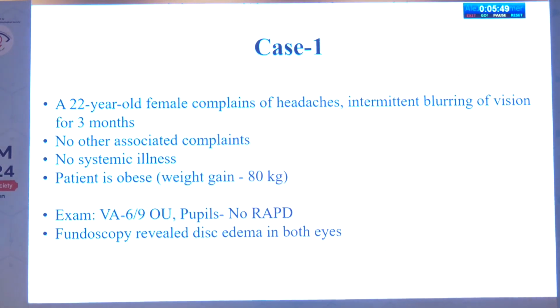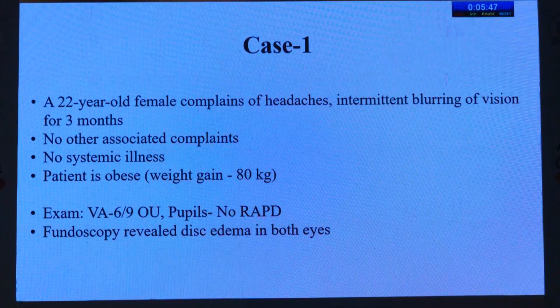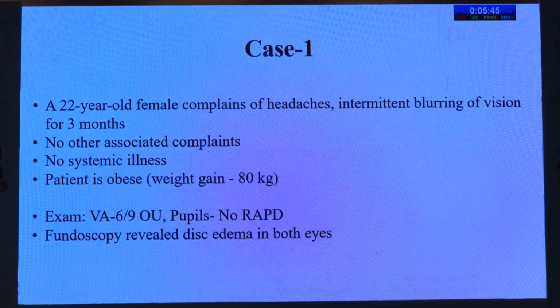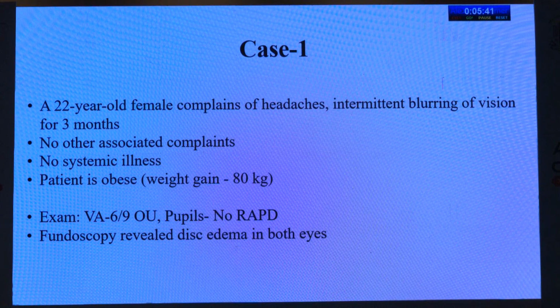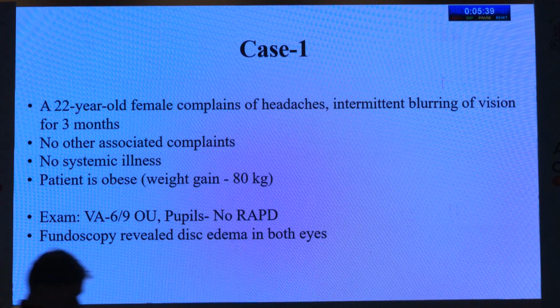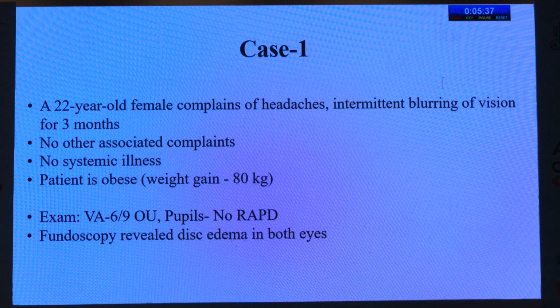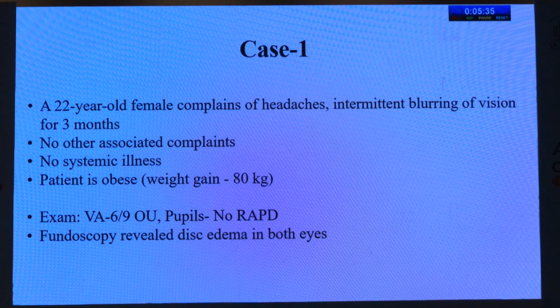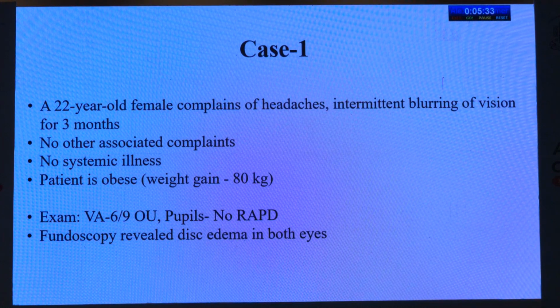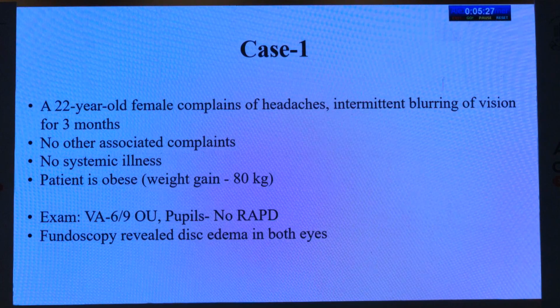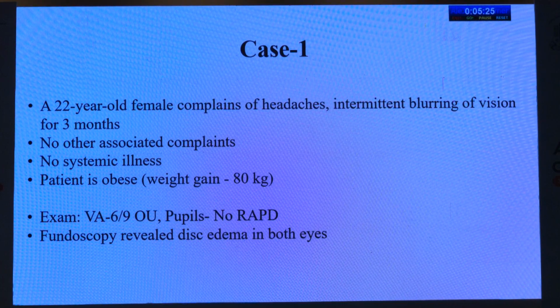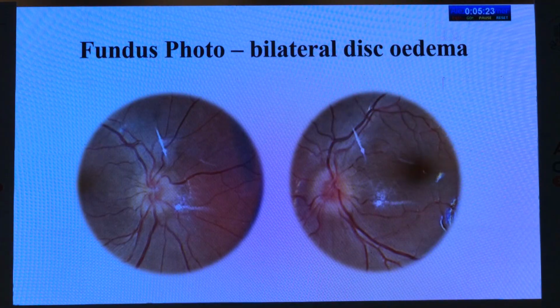My first case is a 22-year-old female with complaints of headache and intermittent blurring of vision for 3 months, no associated complaints, no systemic illness. But she gave a history that she had been gaining weight over the last 6 months, and when she presented to us she was around 80 kg. On examination, visual acuity was 6/9, no RAPD, and this is how her disc looked.